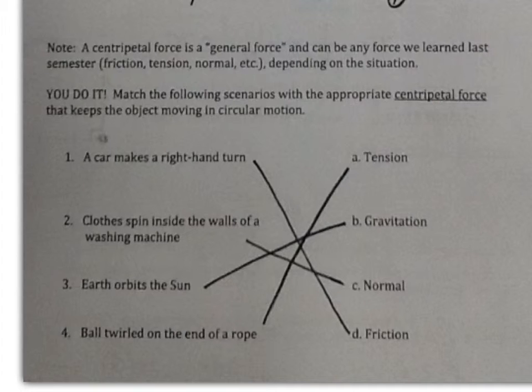And number 4, a ball twirled on the end of a rope. The ball goes in a circle because it's connected to a rope, and there's tension in this rope. If you let go of the rope, the ball is not going to continue moving in a circle. It's going to fly off on a tangent.